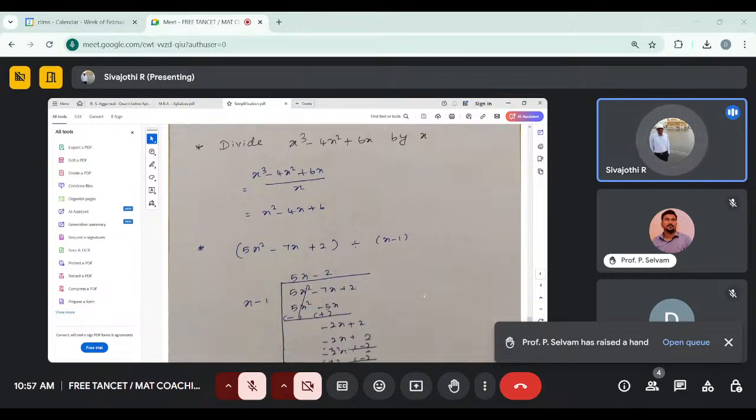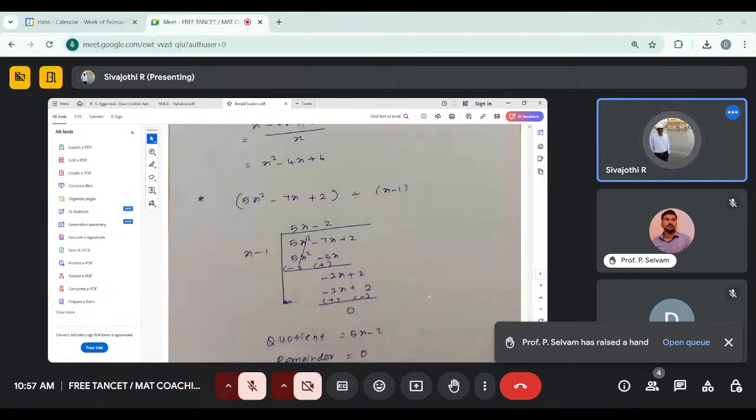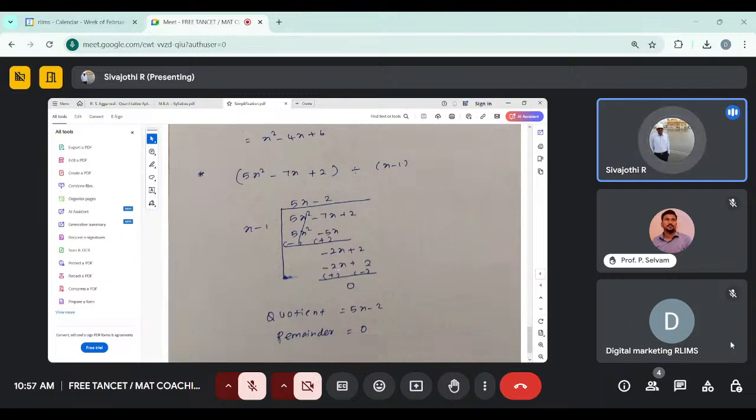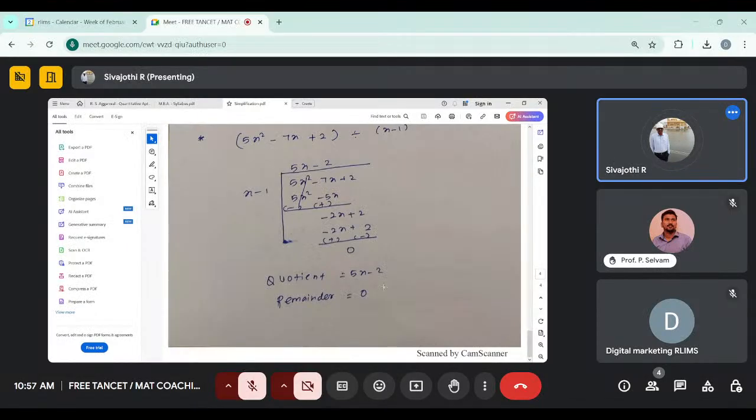The last problem is to divide by x minus 1. We have to divide this value. We get 5x square minus 5x. The remaining value is minus 2x plus 2. We simplify, and the remainder is 0. The quotient is 5x minus 2, and the remainder is 0. So I hope everyone enjoyed the class.